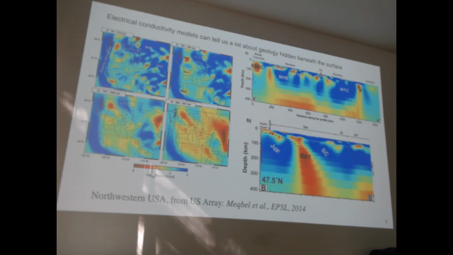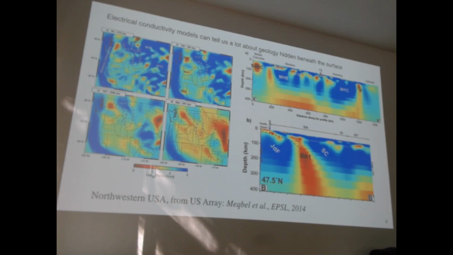So why do we care about EM induction? It's a wonderful way of looking at geology that's hidden beneath the surface of the Earth. So here's some relatively new results that come from the US array.